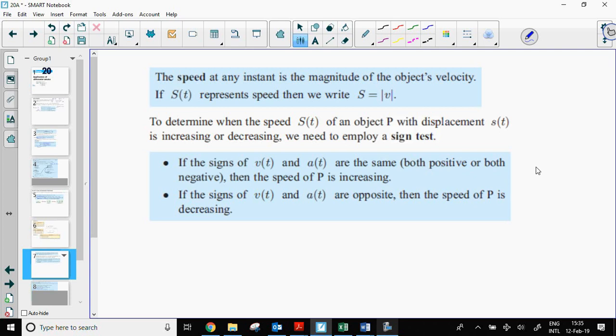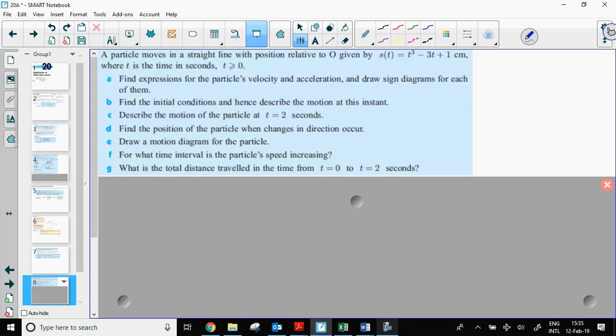That doesn't mean that the velocity is decreasing. It means that the speed is decreasing. As soon as you got your head wrapped around all that, we're ready to dive in and look at a kinematic problem. Look at this.